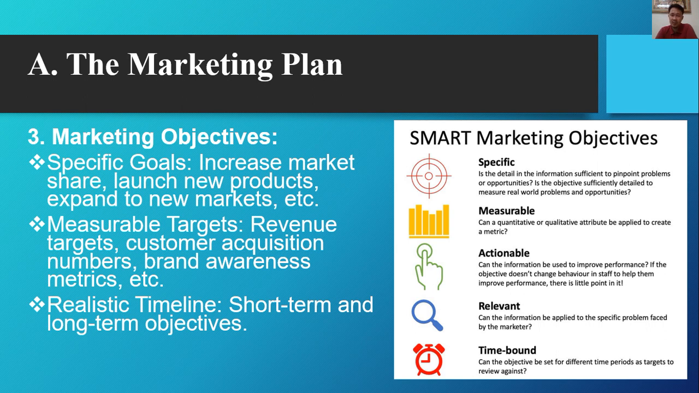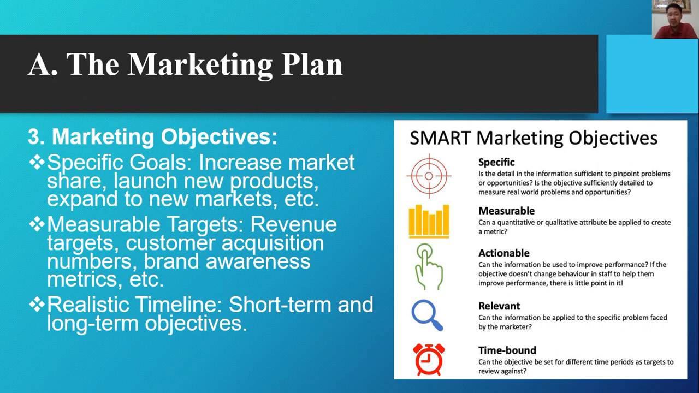So this specificity, you need to specify in details, with information that is sufficient to pinpoint what you really want to achieve. The objective should be sufficiently detailed to address real-world problems or opportunities. And then you need to have a measurable target: how much do you want to earn in revenue, how many people you want for customer acquisition, how many of them you target to accommodate, and your brand awareness metrics. Can quantitative or qualitative attributes be applied to create a metric?